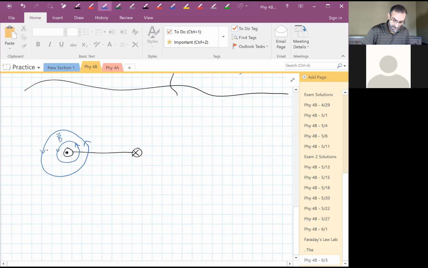I can do the same on the other side. I know I'm going to get circles forming around this. Those are kind of circles. I put my thumb in the direction of the current.